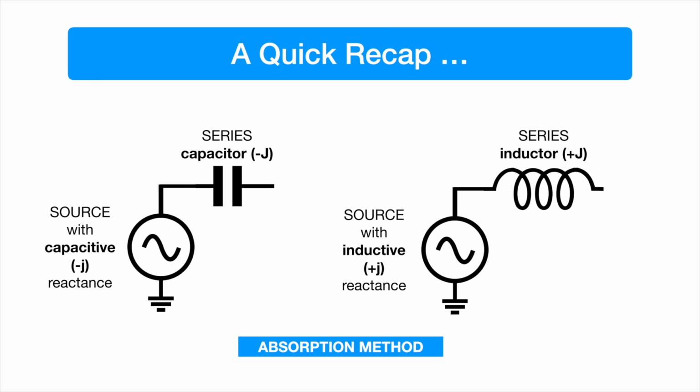Okay? Now, quick recap then. If we've got a source with a capacitive, a minus J reactance, and that's with a series capacitor, a minus J component, then we can use the absorption method because we can absorb this capacitive reactance in the capacitor that we're putting in here. And exactly the same if we've got a source with an inductive, a plus J reactance, in series with a series inductor, a plus J component, we can do the same. We can absorb this inductive reactance as part of the inductor that we're going to put in our matching network here.